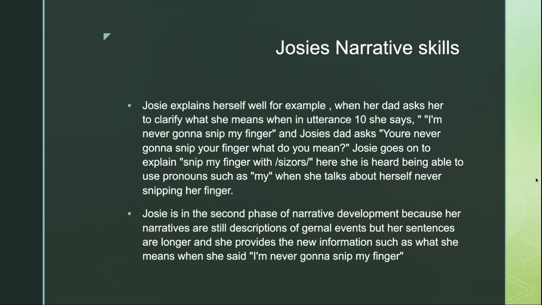Josie is in the second phase of narrative development because her narratives are still descriptions of general events, but her sentences are longer and she provides new information, such as what she means when she says, "I'm never gonna snip my finger."